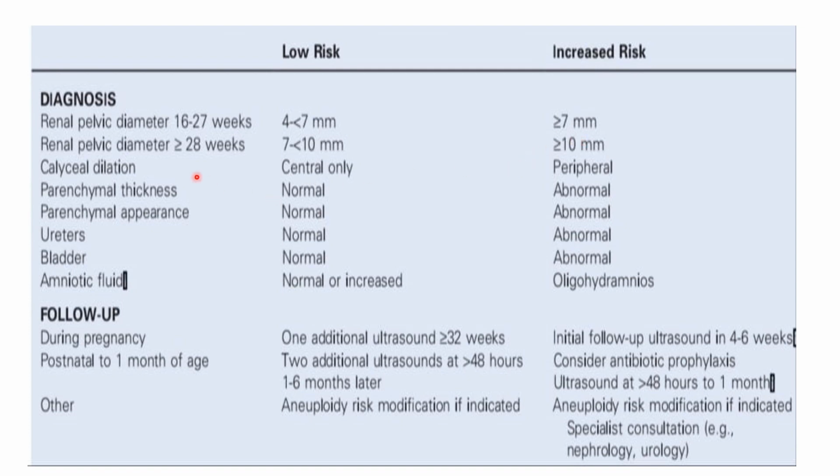Then, if there are associated features like calyceal dilatation, renal parenchymal thinning, increased parenchymal echogenicity, dilated ureters, a dilated bladder, or abnormal amniotic fluid, if any of these features are present, we consider it as a high risk group.